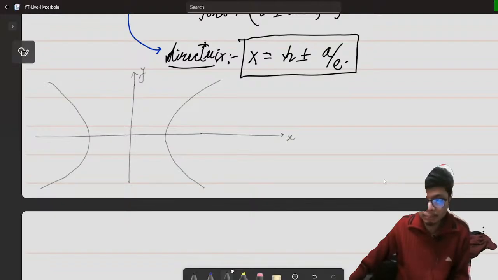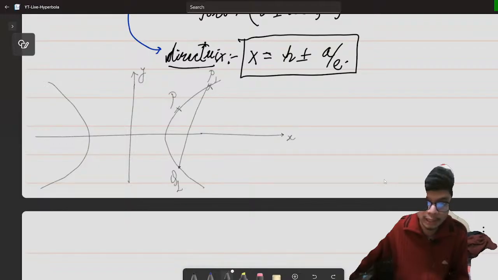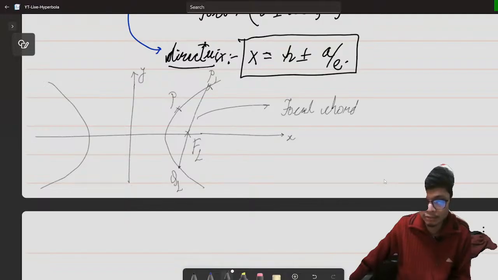Now, an important thing to note is that if I take any point over here, say P1, and I take a point over here, Q1, and I join two points on the hyperbola such that the line passes through the focus, then I call this kind of chord a focal chord, which is very straightforward and obvious, as we have seen in the case of an ellipse, right?